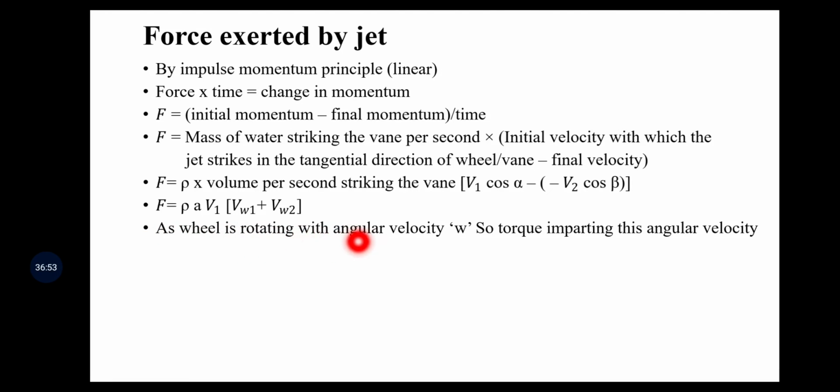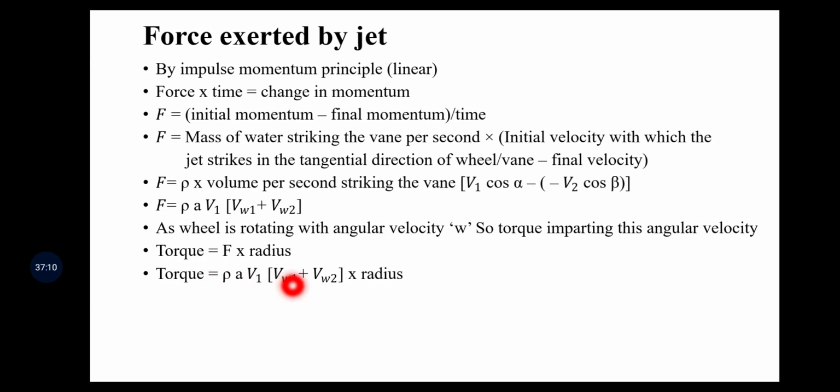As the wheel is rotating with angular velocity omega, torque is imparting the angular velocity to it. As torque is force into radius, that is the tangential force which we have derived herein, putting its magnitude from the above step, we will have torque equals rho A V1 (Vw1 + Vw2) into the radius. Vw1 will have the radius R1 and Vw2 will have the radius R2. Multiplying them, we get the torque tau herein.